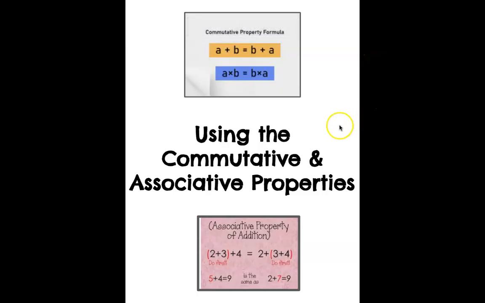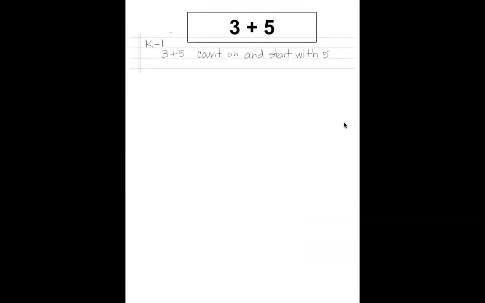Using the commutative and associative properties. In kindergarten through first grade, students learn to add. For example, 3 plus 5. They can count on and start with 5: 5, 6, 7, 8. They are using the beginnings of the commutative property, and they learn about this property.